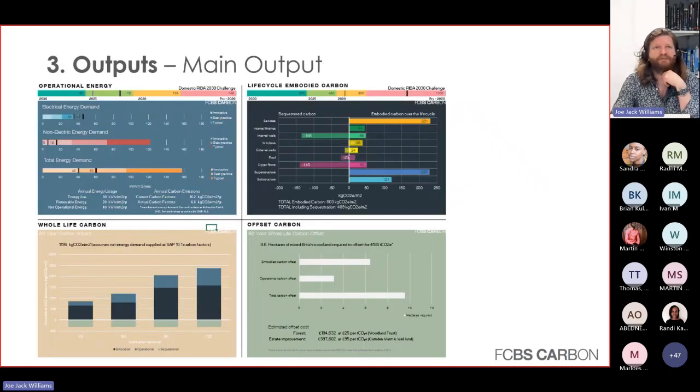So this is output 3. In the top left, you've got some operational energy bits. Top right, you've got embodied carbon, and you can see it's these bars at the top. That's against the RIBA 2030 challenges. So it'd be interesting to see how you compare. Whole life carbon, so if you take the energy and the carbon and you put them together, how does that fit? And then in the bottom right, quite often we get asked, what is that amount of carbon?